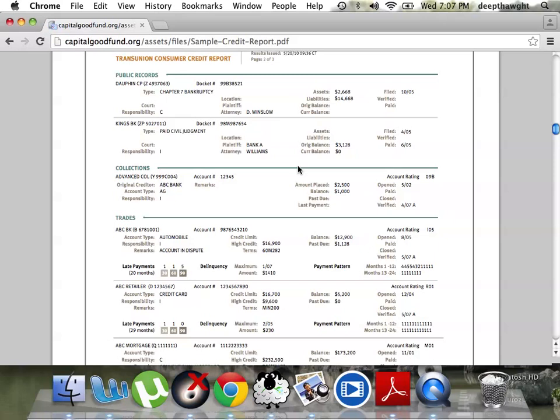Now, collections. In this section right here, they only have one collection. So you have an original creditor, ABC Bank, a collection. The balance is $1,000. Now this is a verified collection of 4 of 2007, and it was opened, meaning that they actually opened this account with ABC Bank on 5 of 2002. All right. So this is a collection. This is something that you may have a collection agency calling you about in order to pay this debt. Of course, you don't have a contract with the collection agency, right? You had a contract with ABC Bank.